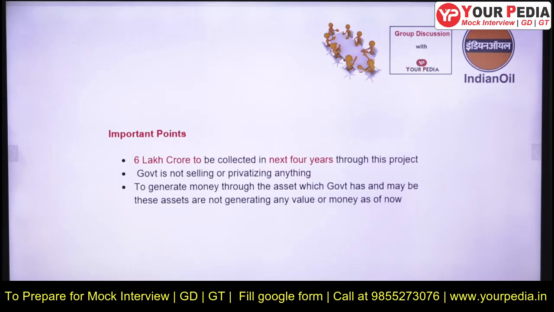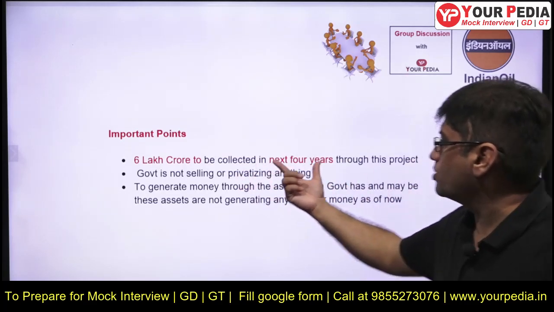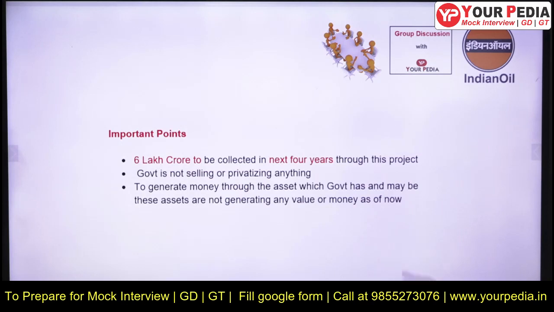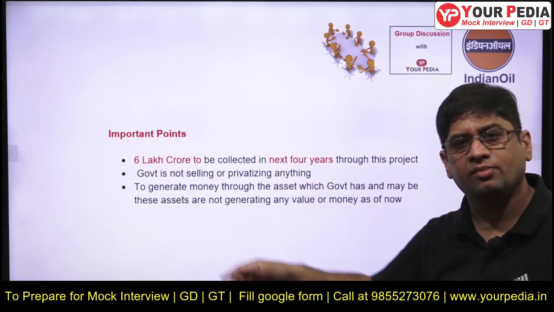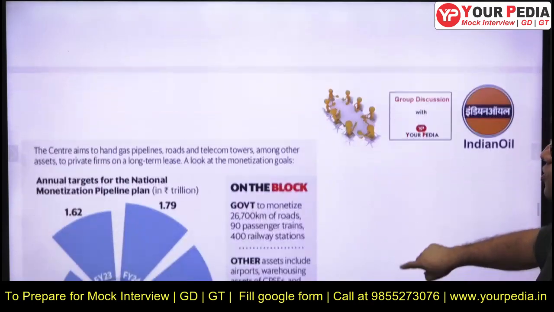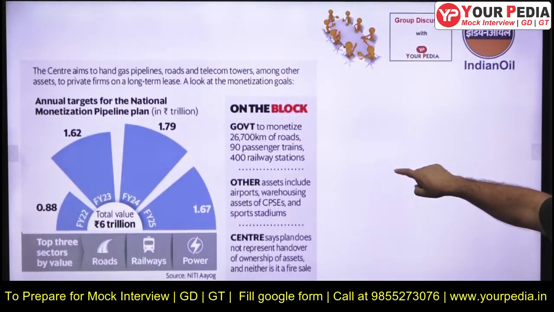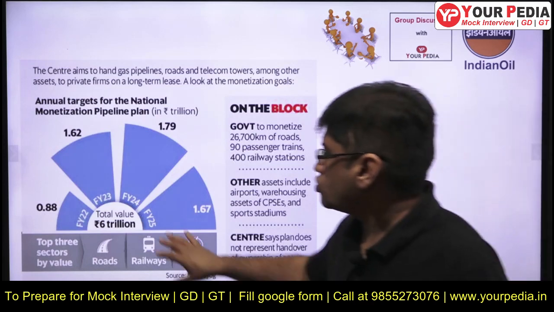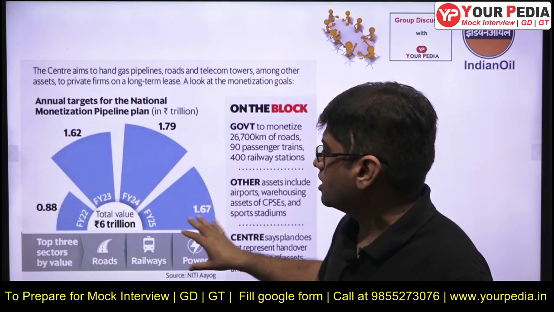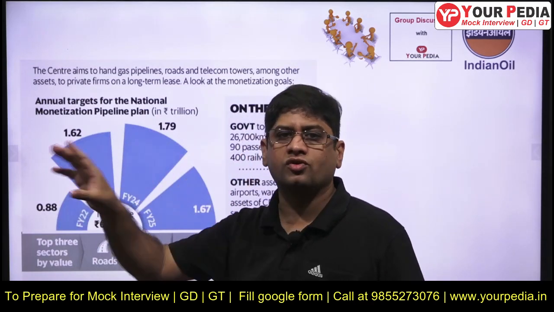What are the important points you need to remember? 6 lakh crore is to be collected in the next 4 years. The government is neither selling nor privatizing, but it is getting money through its assets. So these assets, which are otherwise not generating sufficient money, will start giving some kind of benefit, or monetization can be done.